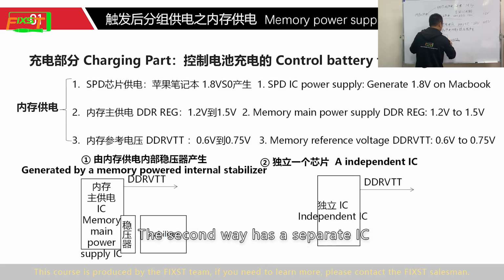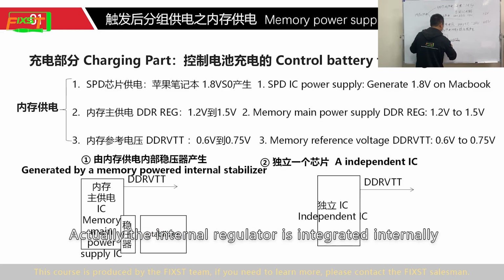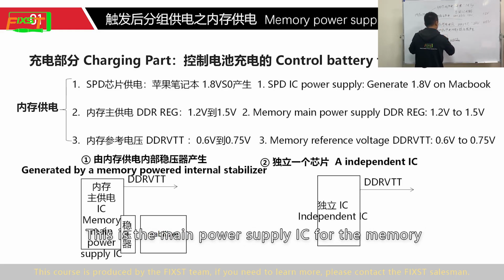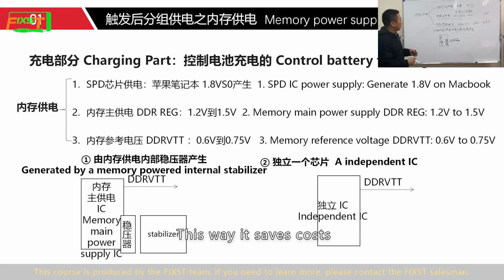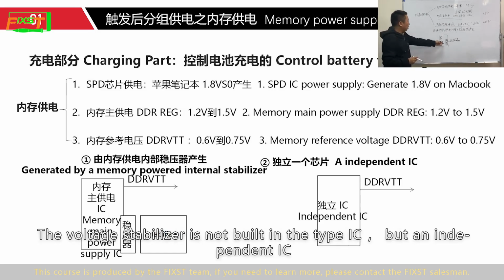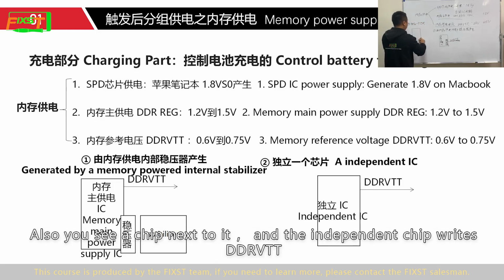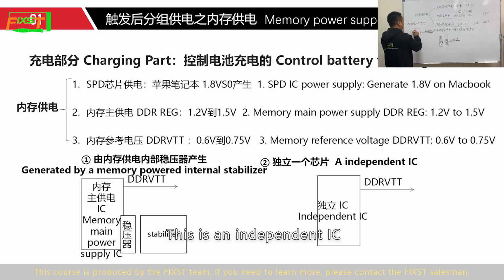The second way has a separate IC. The first way, the internal regulator is integrated internally. This is the main power supply IC for the memory. The second method also has a separate IC. The voltage stabilizer is not built into the IC, but is an independent IC. Also, you see a chip next to it, and the independent chip writes DDRVTT. This is an independent IC.